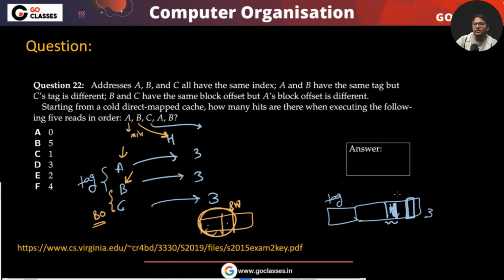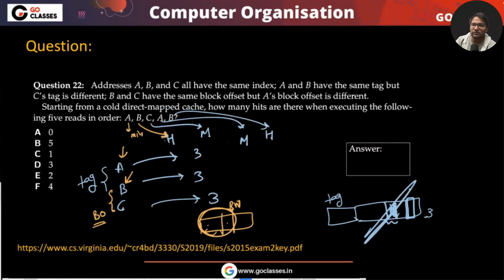C will replace that particular block, right? Because that block is different. So C is again a miss, and it will replace the block. And what about this A? Can anyone tell me? It will be a miss again because C has replaced it. And what about this B? It is a hit. So basically, after A, if B is coming, then it is a hit, right? If C comes in between, it will create a problem.